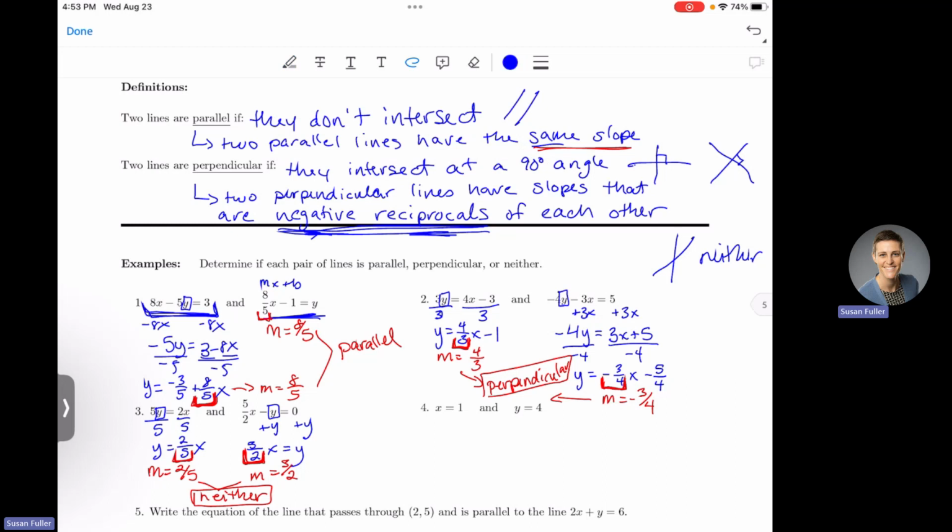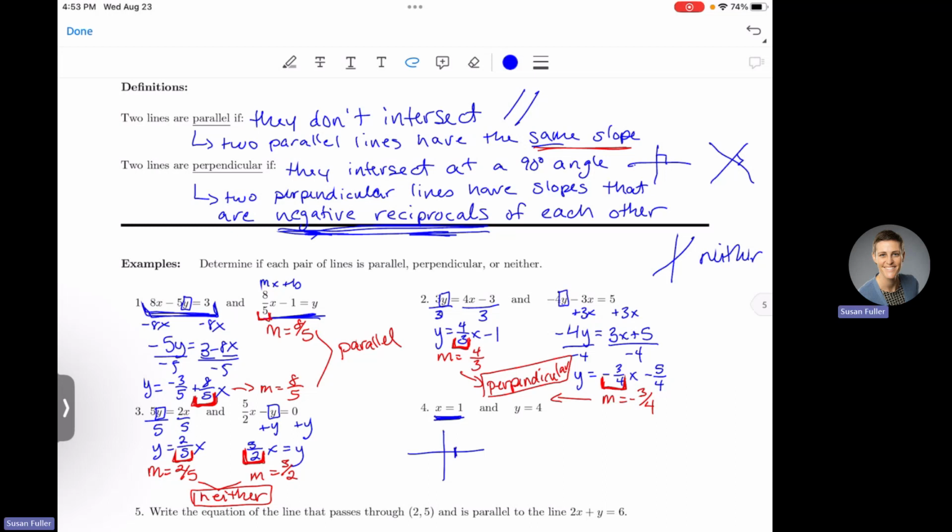Okay, and then this last one, x equals 1 and y equals 4. This one is harder because, again, we can't get y equals in this one to get the slope. And these are our oddballs where things cancel out, where variables disappear. And I think the easiest way to do something like this is to picture these guys. So x equals 1. Well, this is a line where as long as your x coordinate is 1, y can be anything at once.